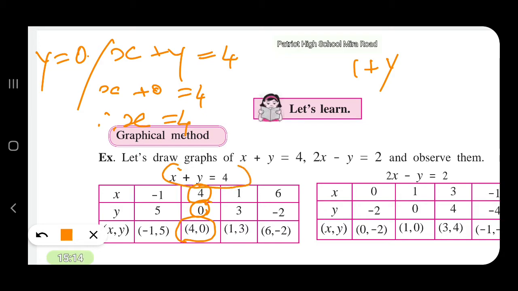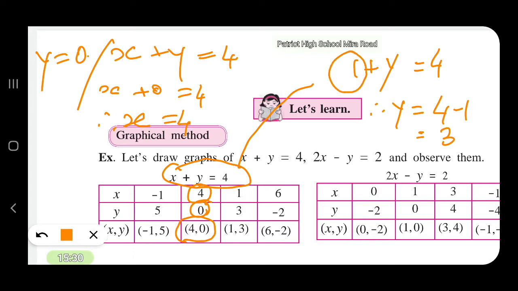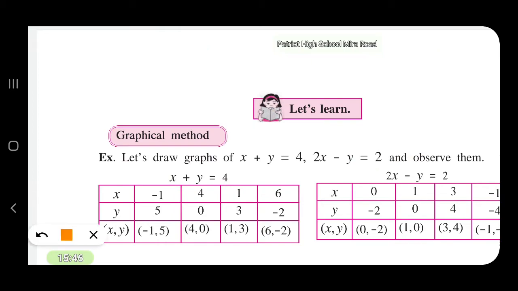So substituting the value of 1 in this equation, we have 1 plus y is equal to 4. Therefore y is equal to 4 minus 1, that is 3. So for x is equal to 1, we have y is equal to 3. So x is equal to 1, y is equal to 3. So this is the next ordered pair. Now we need the fourth ordered pair.